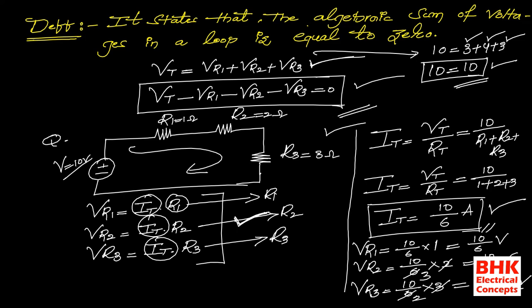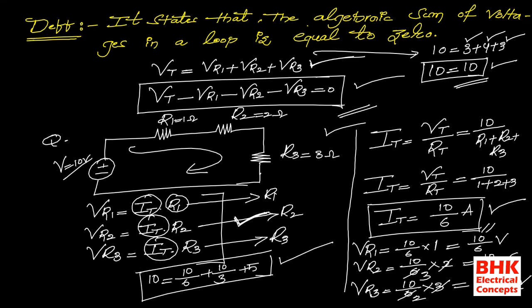Now after getting all these values, what do you need to do? How much are we applying? 10. What is the value of VR1? 10 divided by 6. VR2? 10 divided by 3. VR3? 5. Definitely this expression will give the value 10 is equal to 10. So like this, we need to verify Kirchhoff's voltage law. This is the concept of Kirchhoff's voltage law. In electrical networks or circuits, we use this procedure to calculate and verify Kirchhoff's voltage law.